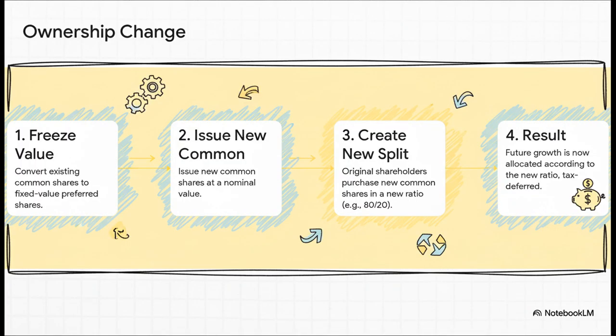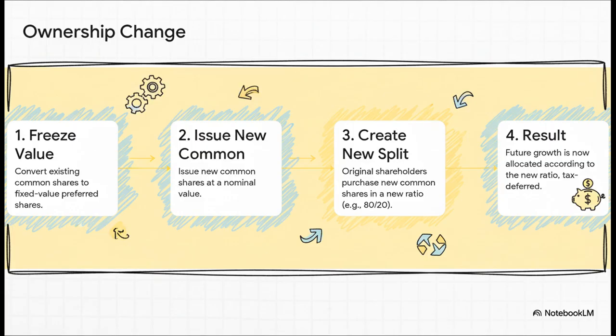Imagine two partners, 50-50 owners. First, they freeze the company's current value by swapping their common shares for preferred shares that have a fixed value. Since all the value is now locked up in those preferred shares, the company can issue brand new common shares for next to nothing. The partners then buy these new shares, but this time in a new 80-20 ratio. And just like that, they've completely changed how all future growth gets split without triggering any immediate tax.